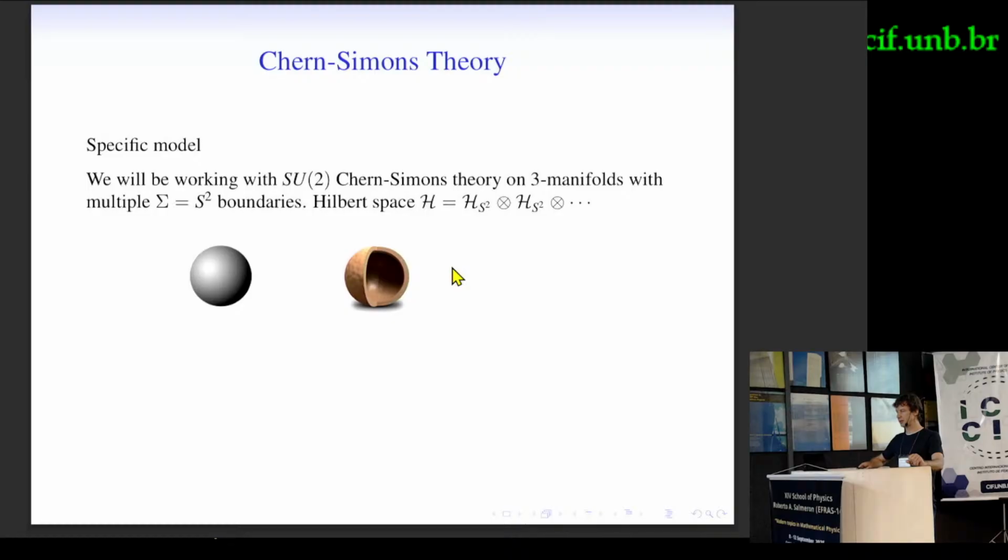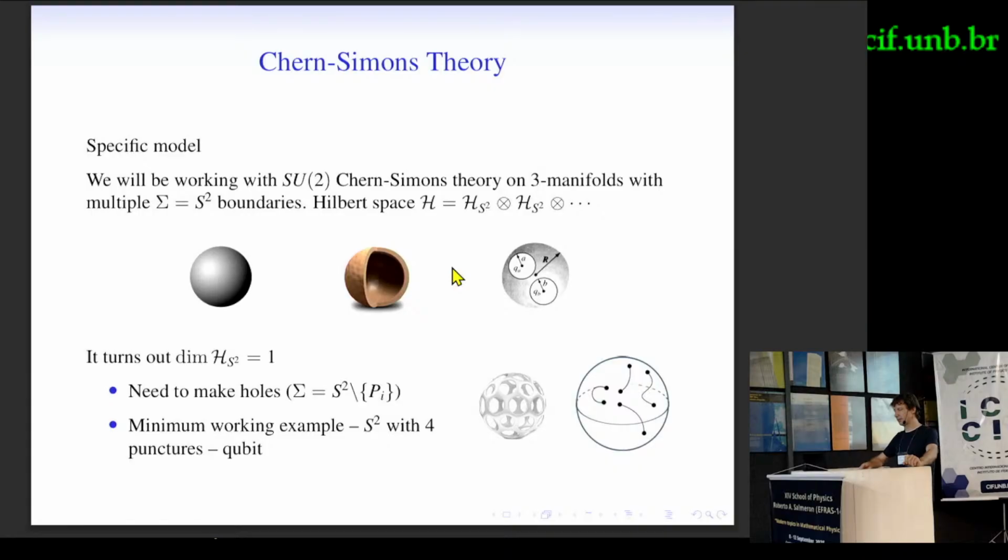Or you can have a sphere with 2 boundaries, and in this case the state is defined in terms of the filling of the space between 2 spheres. Or here, for example, a 3-ball with 2 cavities. This is an example of a state in a Hilbert space defined for 3 spheres. As I mentioned before, for just a regular sphere, the Hilbert space has dimension 1, and if you want something non-trivial, you need to introduce charges, which means you have to remove points from the sphere.